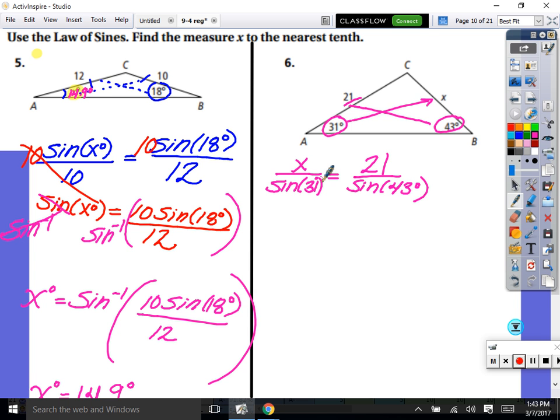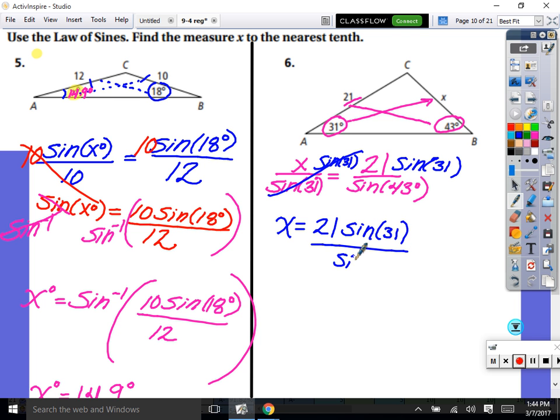Is anyone confused? Okay. So what do we multiply both sides by sine of 31? So those divide out. So we have x is equal to 21 sine of 31 divided by sine of 43. Type it in. So side x equals 15.9.